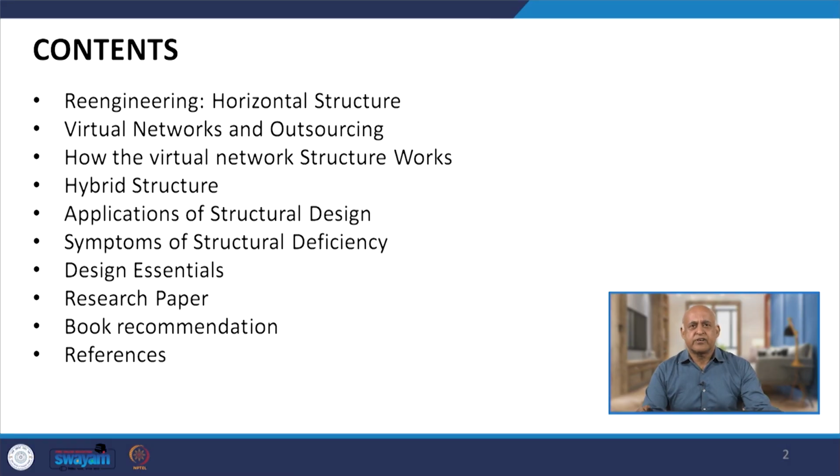In previous sessions we have talked about the different organization structures, for example the functional, divisional, geographical, and then we have talked about the different dimensions of organization structures. In these particular dimensions we will talk about re-engineering the horizontal structures, virtual network and outsourcing, how the virtual network structure works, hybrid structure, application of the structural design, symptoms of structural deficiency, design essentials, and as usual we will talk about the research papers, book recommendations and the references.